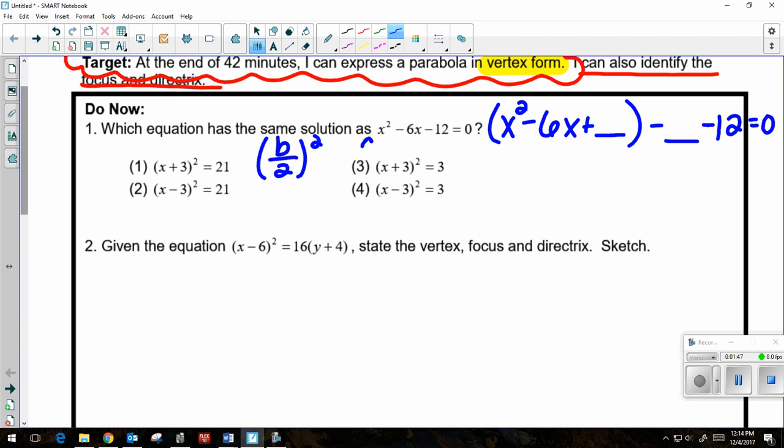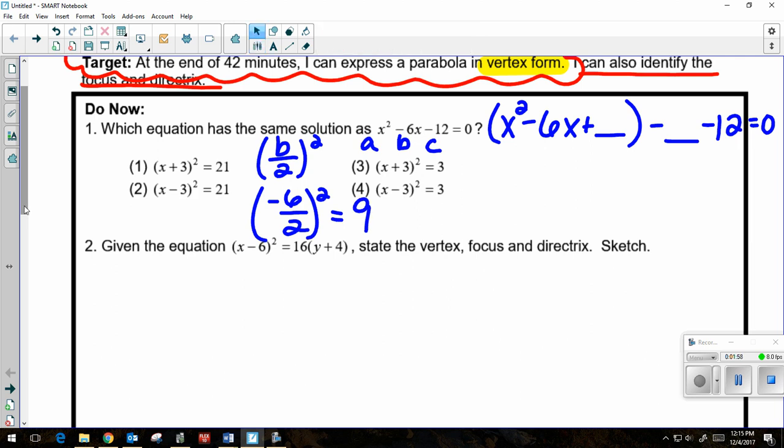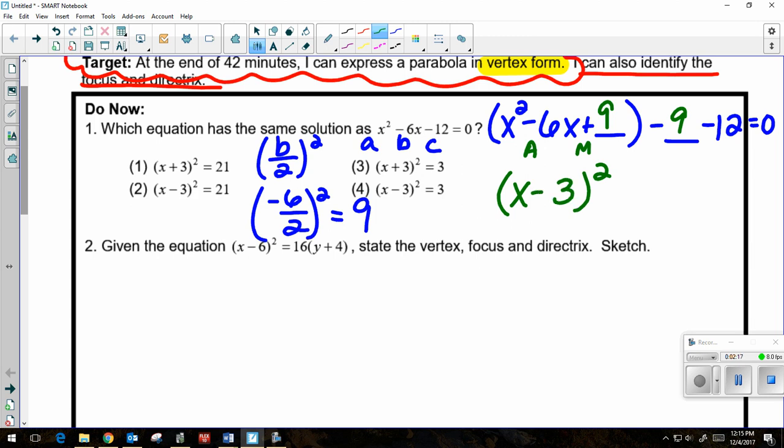So b, remember this is a, b, c. b in this case is negative 6. So negative 6 divided by 2 squared is going to give you 9. So I'm going to put a 9 in each blank space. The reason the first 3 terms are in parentheses is because you're going to factor. You can factor the long way, or you can use the shortcut of x squared, and what goes inside the parentheses is half of b. So I'm going to cut that negative 6 in half, and it becomes negative 3.